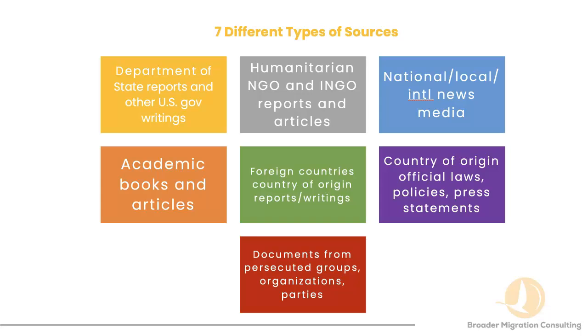Okay, we then have academic books and articles. A few things to note here. These don't tend to be as current as news media or NGO reports. They often address persecution in more depth, and they provide really good historical context or just broader context in general. They're often written by experts in the field, which really gives them a lot of weight if you can find a use for them.